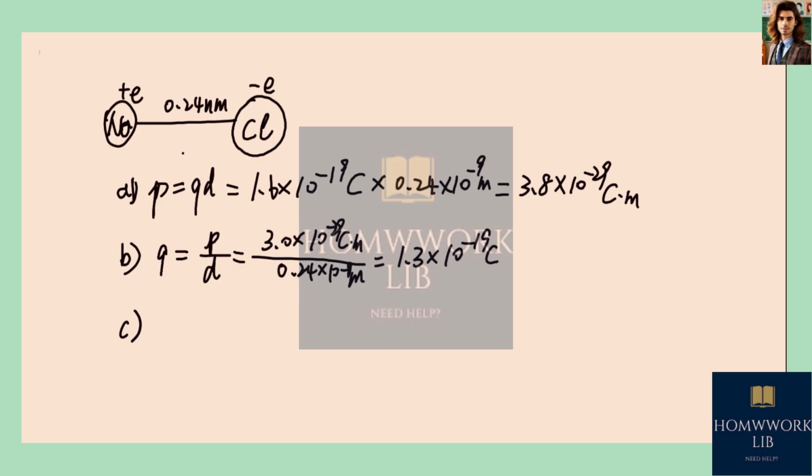And then part C asks us what fraction of the electron charge this is. Well, that's just a division. We divide this charge by the charge carried by an electron, which is 1.6 times 10 to the negative 19. 1.3 over 1.6 is roughly equal to 0.81. That is the fractional charge.